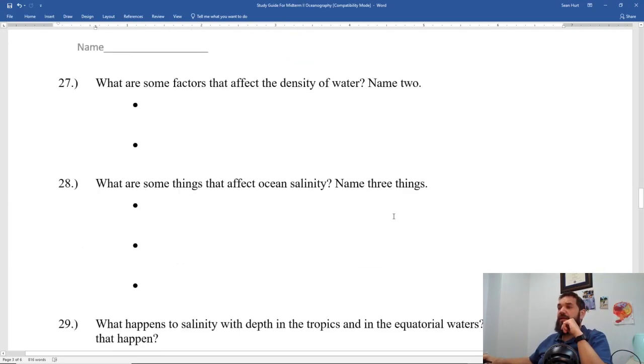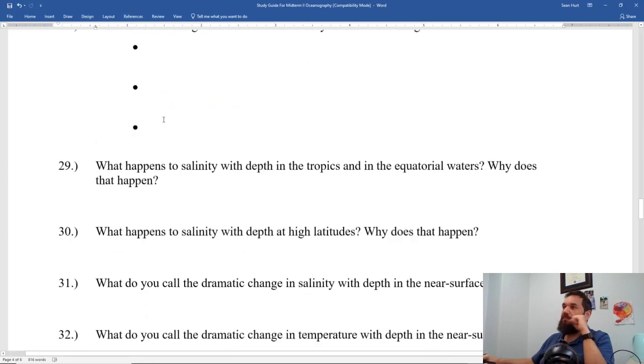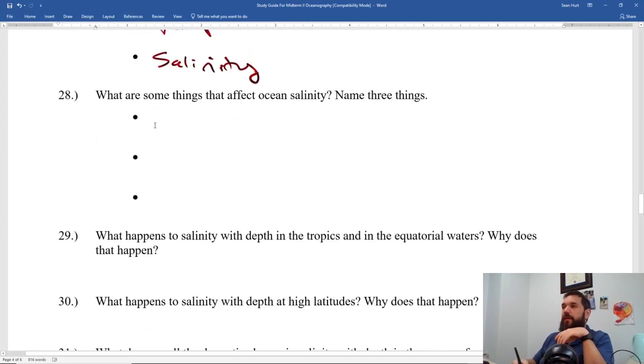So what are some factors that affect water density? There are really two important ones you should know. Like I already said, temperature. Then the other thing is salinity. But definitely temperature is the more powerful of the two. So temperature is more of a determining factor in what the density of ocean water is. Okay. So what are some things that affect ocean water salinity?